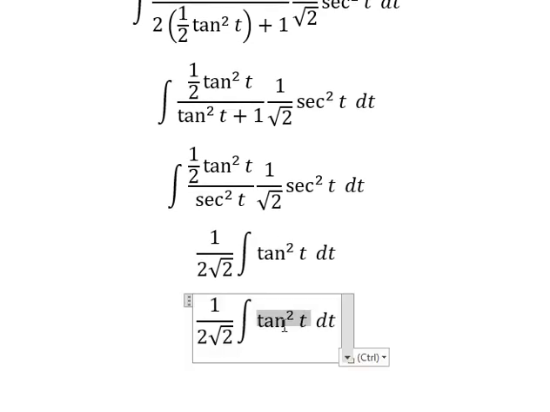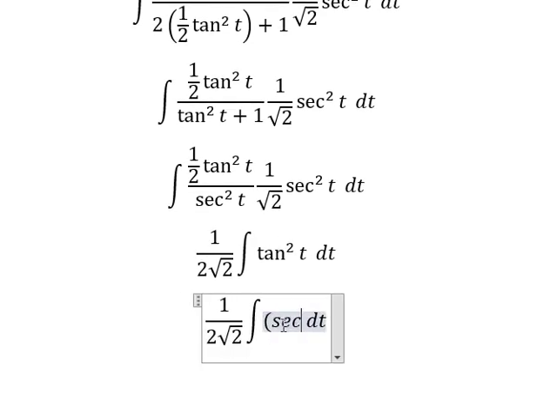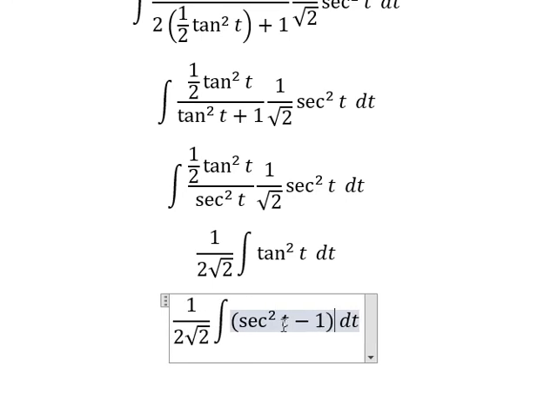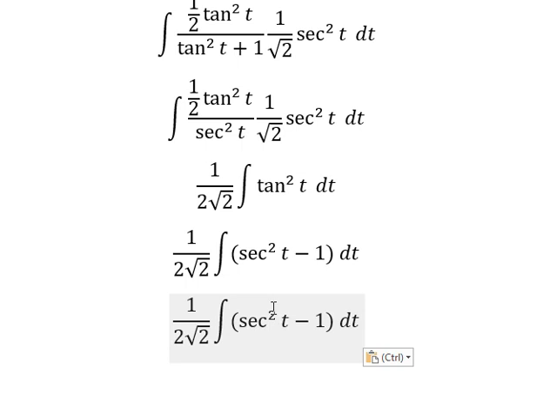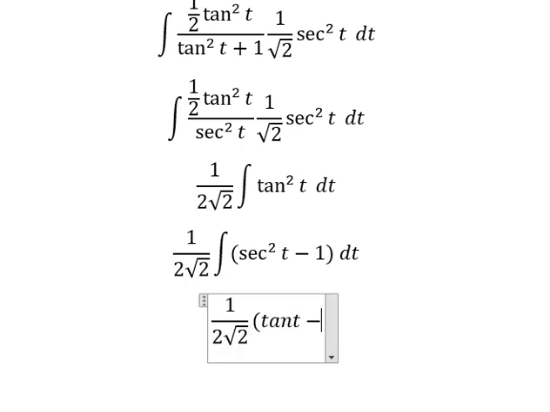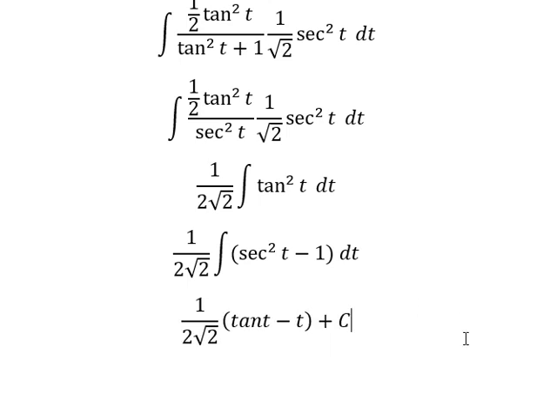We know that tan t squared is secant of t squared minus 1. This is a trigonometric identity. The integration of secant of t squared, we have tan t. The integration of 1 is t. And then we put c in here.